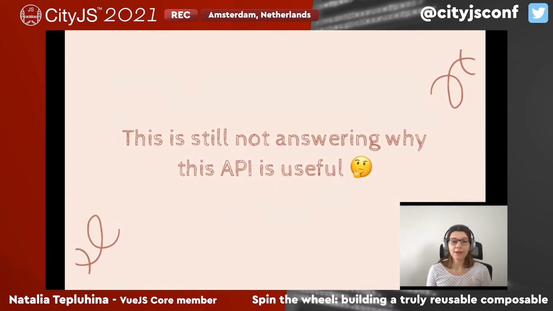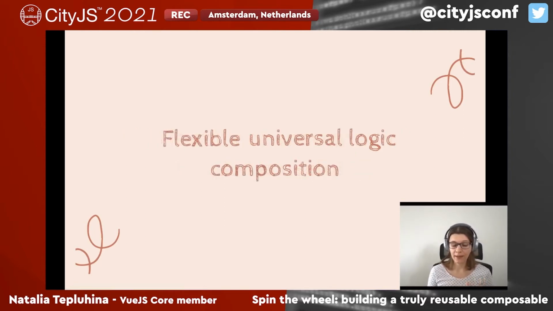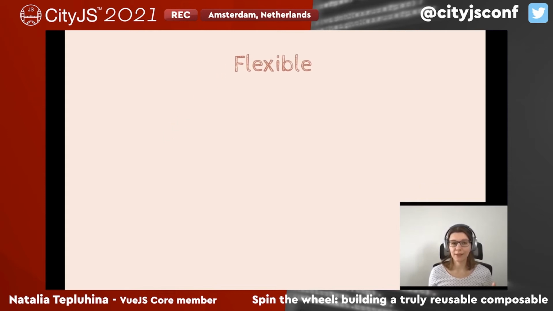This is still not an explanation of why this API is useful and why we need it as an addition to the previously existing Options API in Vue. And the answer is we need it for flexible and universal logic composition. First, let's take a look at flexible.